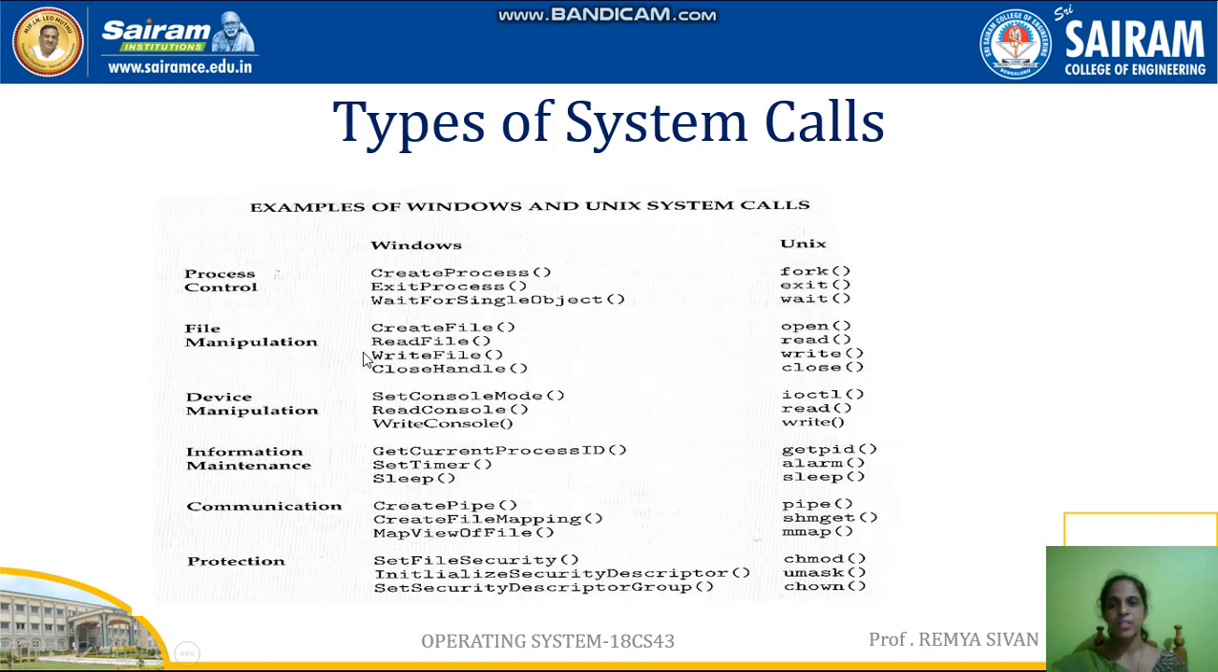These are the examples of system calls. Process examples are CreateProcess, ExitProcess, WaitForSingleObject. These all are the system calls in Windows. The corresponding system calls in Unix are fork, exit, wait. Like that for device manipulation. These three are the system calls in Windows and the corresponding system calls in Unix. These are the examples of types of system calls.